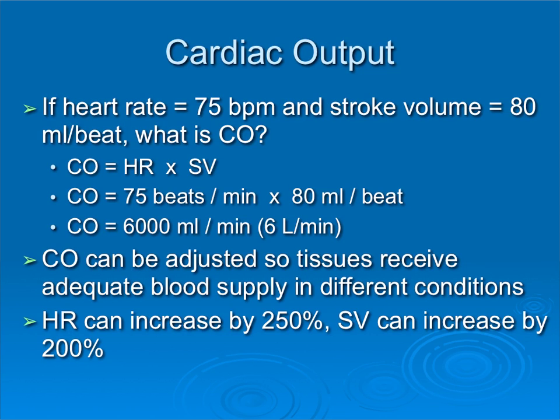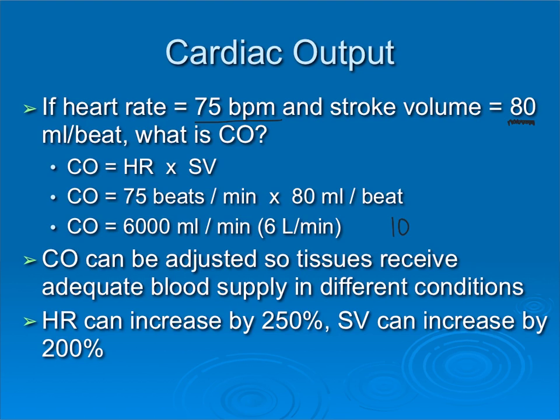Okay, so here we're basically looking at primarily the normal values. So we're assuming that the heart rate is going to be the normal 75 beats per minute. Okay, and we're going to give the person a stroke volume of 80 milliliters per beat. So again, every time the ventricle contracts, 80 milliliters of blood is being ejected. Okay, so we're just going to multiply the two together. So 75 times 80 is 6,000 milliliters per minute.